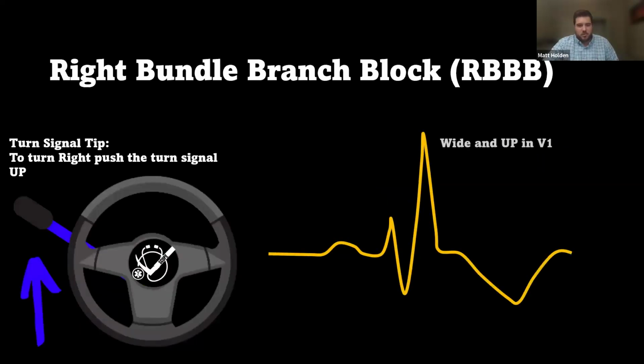Now, a right bundle branch block. If I want to turn right into a McDonald's, I'm going to have to put my turn signal up. So if it is wide and up in V1, it's going to most likely be a right bundle branch block.